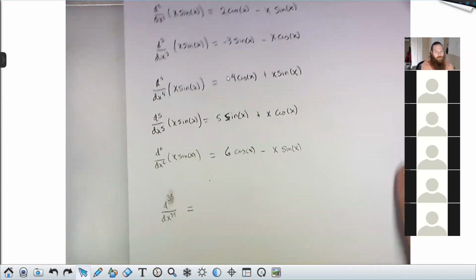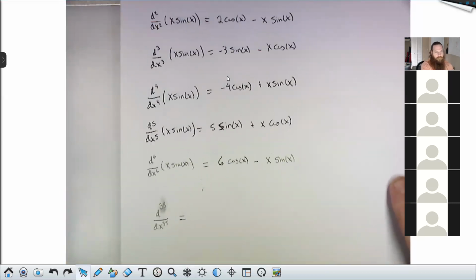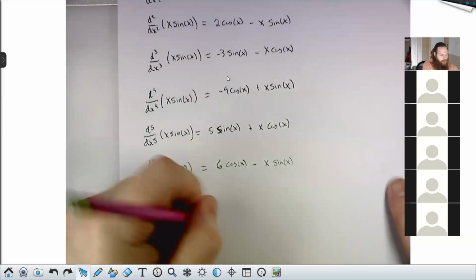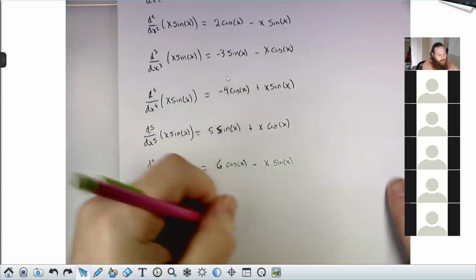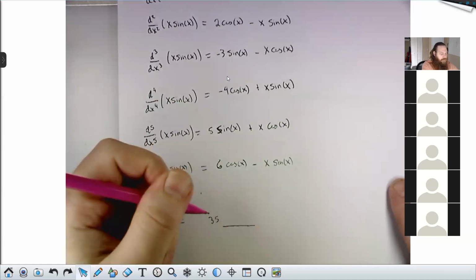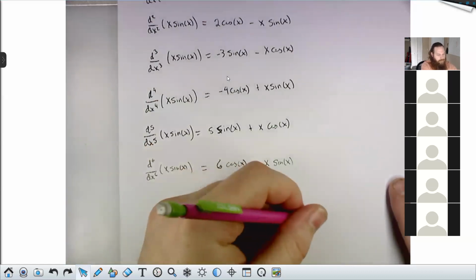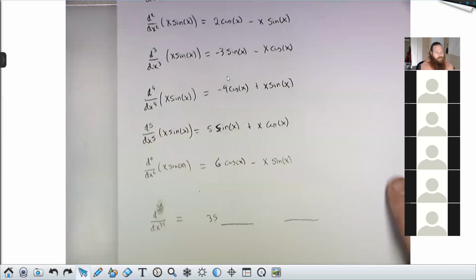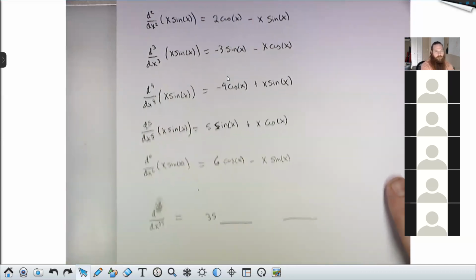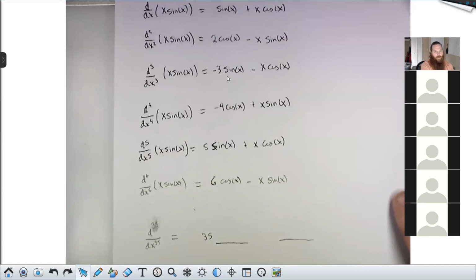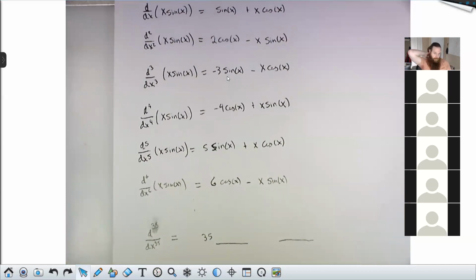What do we think we're going to have here? Well, there's definitely going to be a 35, and then either a sine or a cosine. And then we'll have one of a plus or a minus, and then an x sine x or an x cos x here. So where are we going to be in that pattern when we get to 35?